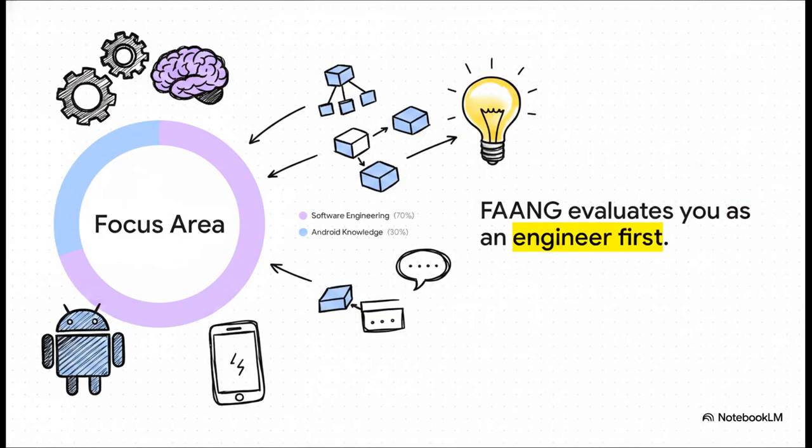Here is the absolute biggest wake-up call for most candidates right now. You might think an Android interview is, well, all about Android. But the reality? You're evaluated as a software and systems engineer first. Roughly 70% of your evaluation is based on core software engineering, things like data structures, system design, and your communication skills. Only about 30% is specific Android knowledge. You really just can't hide weak engineering fundamentals behind a pretty app interface anymore.